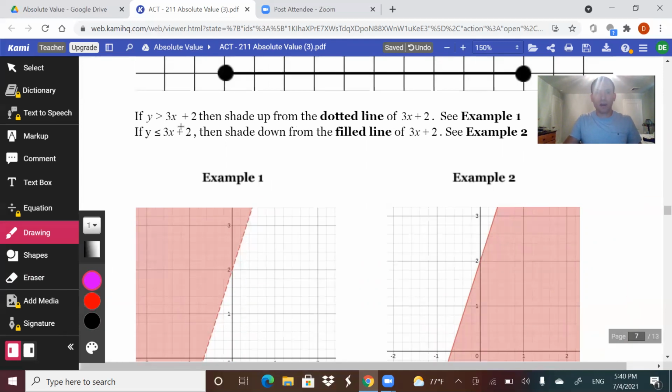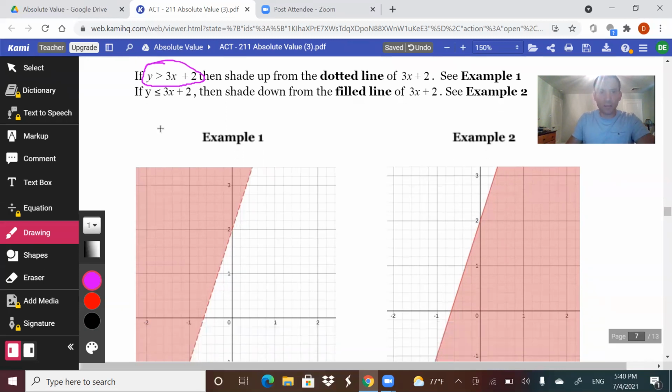So if we're looking at example 1, y is greater than 3x plus 2, it's a dotted line because we're not including the line, and we shade up. If y is less than 3x plus 2, we do the line again, but in this case, we fill in the line because we're including it, and we shade down because y is less.